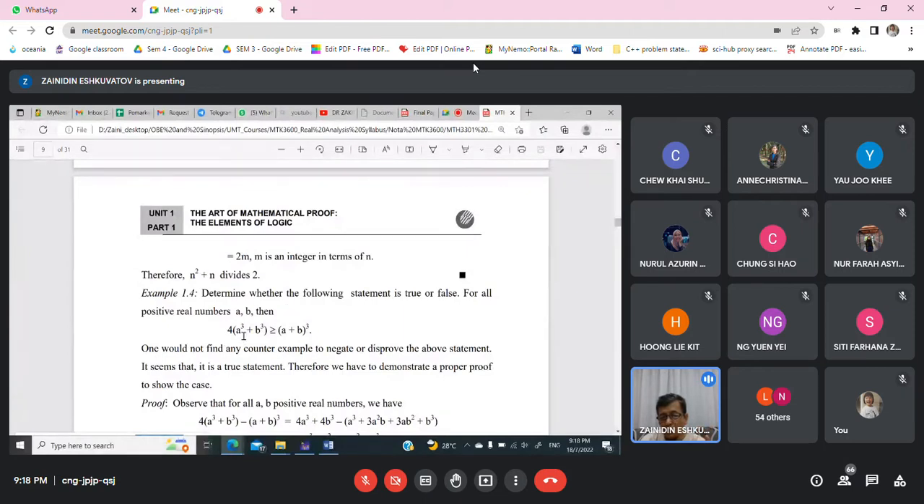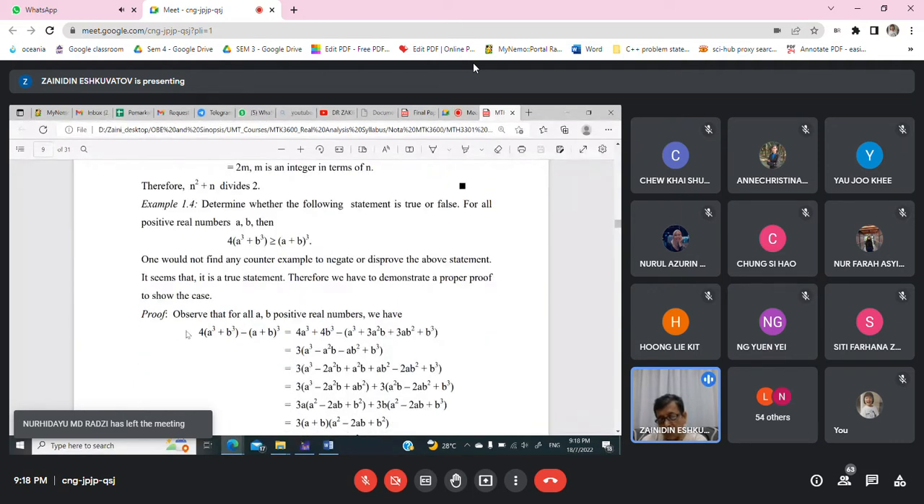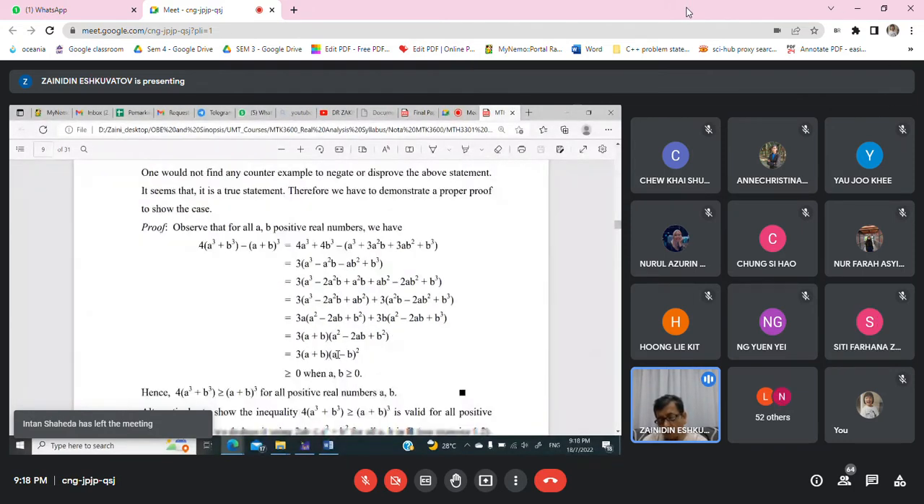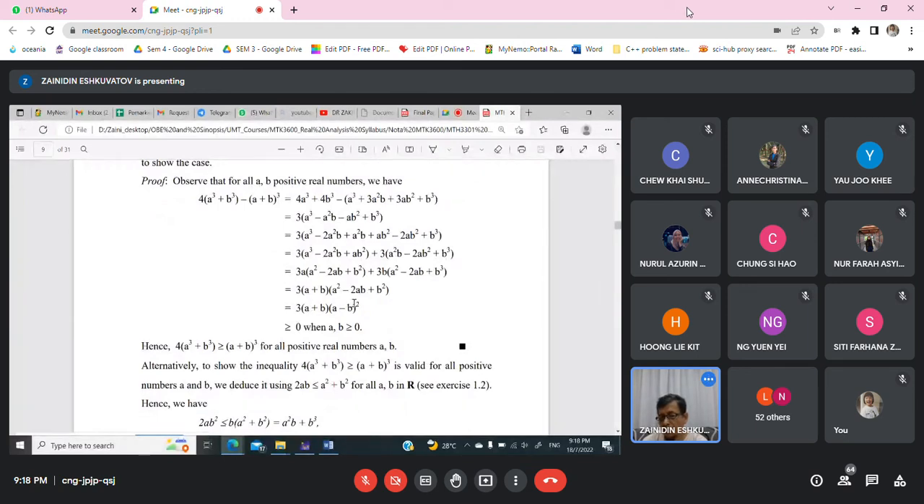For example, 4 times (a cube plus b cube) is greater than (a plus b) to the power cube. Okay, such kind of statement you will face in the exam. You see, very nice. Just take the differences and open up. This is a product, and since a and b are positive numbers, then a plus b is positive. A minus b, whatever the number, with the square is positive. You see, the right side is positive. If the right side is positive, then shifting this one to the right gives the solution. So very nice, you know, the proof.